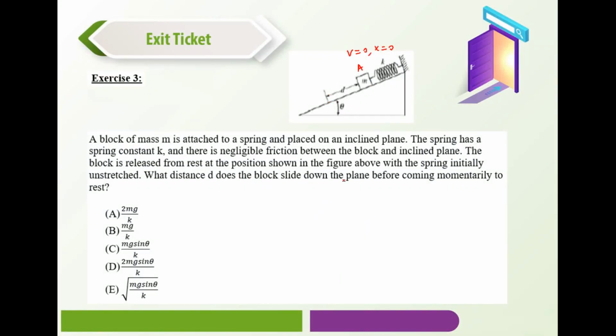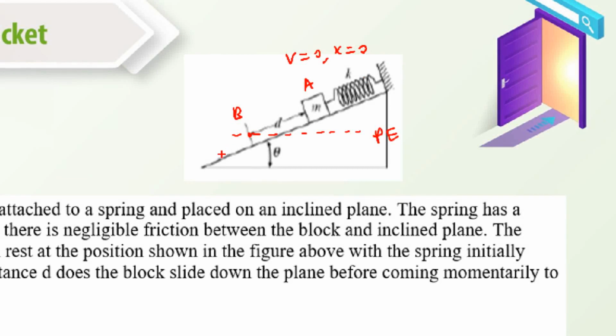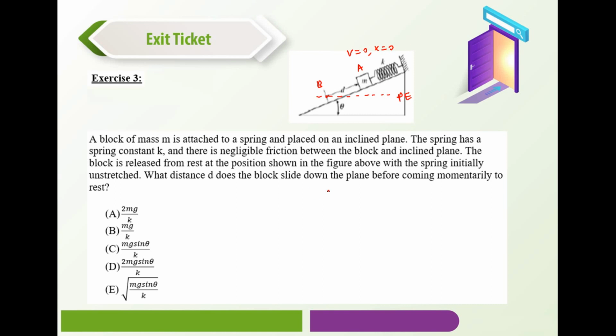What distance did the block slide down the plane before coming momentarily to rest? So let me say this is the point B to which the block will slide. Let me choose this to be the PE level. Remember that the PE level usually is chosen to be the lowest point in our system. We can choose it, for example, here, but it's more convenient to choose it at the point B in order to eliminate one of the gravitational potential energies. Remember that if this is a free response, we need to start by writing: apply the conservation of energy, and in this case we need to say that the energy at A is equal to the energy at B.